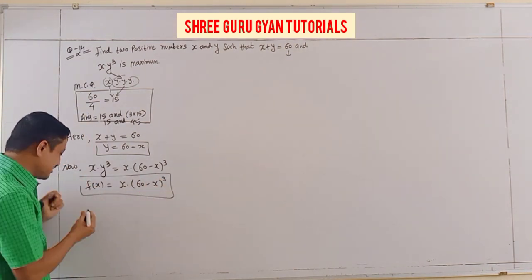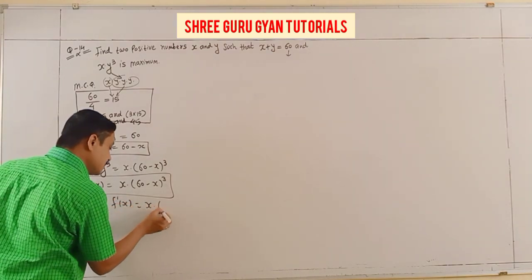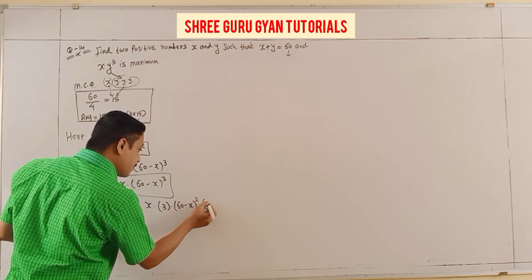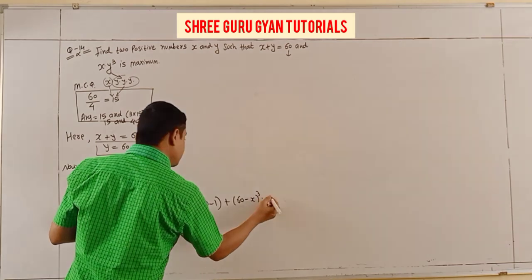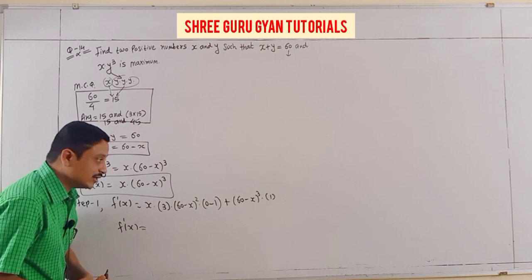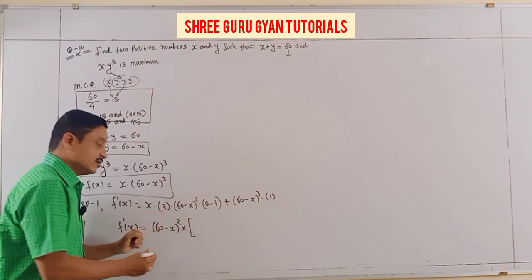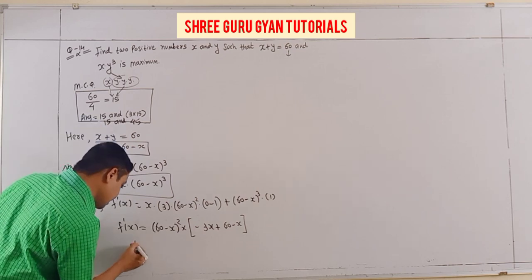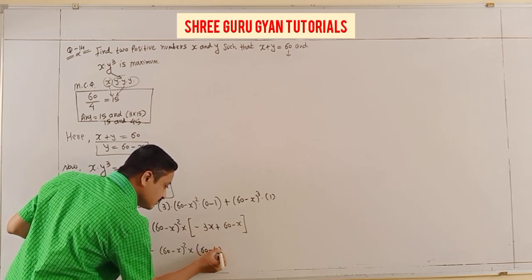Now what? Step 1. After that, same rule, students, first derivative. Here (60 minus x) whole cube gives 3 times (60 minus x) whole square times (0 minus 1), plus now (60 minus x) whole cube times x's derivative, which is 1. So finally you take something common. (60 minus x) whole square common, we remain with minus 3x, and here 60 minus x. So finally the first derivative is (60 minus x) whole square times (60 minus 4x).